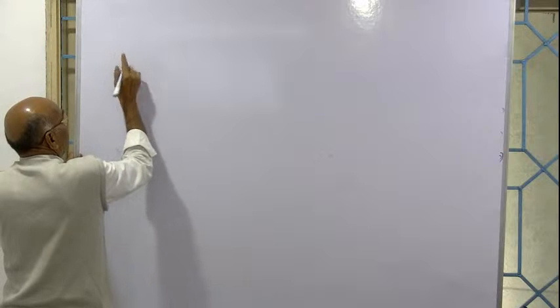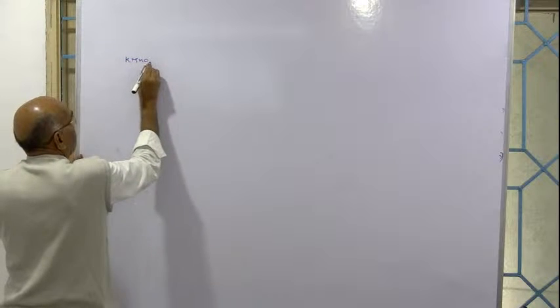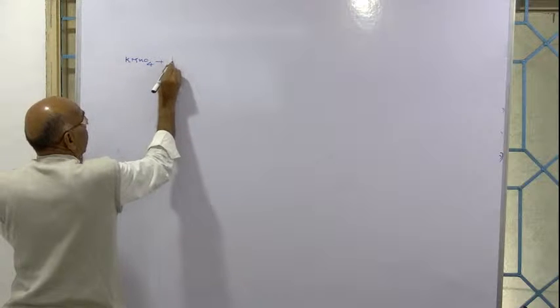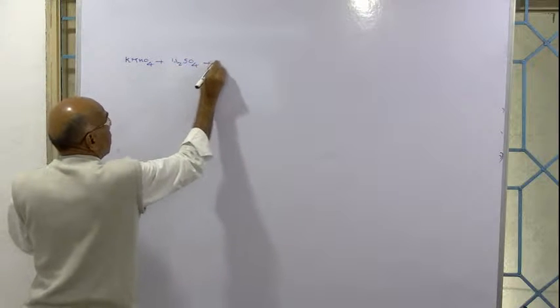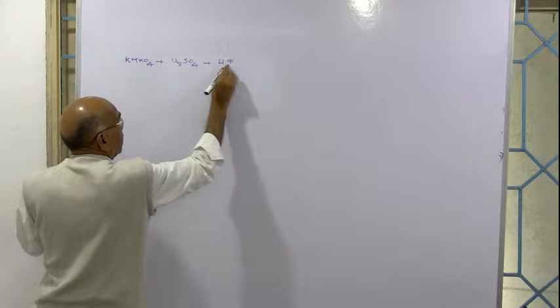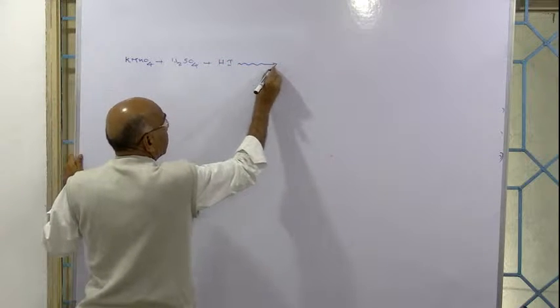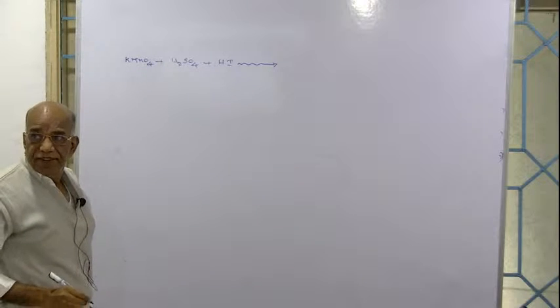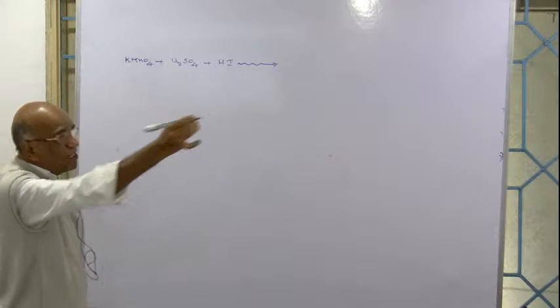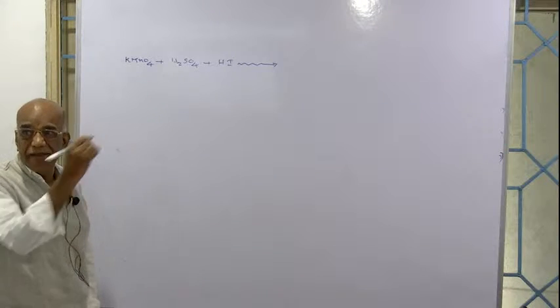So KMnO4, sulfuric acid plus HI, because HI is said to be a better reducing agent and undergoes oxidation with this mixture. The question can be framed as: what are A, B, C, D? Or one product can be asked.